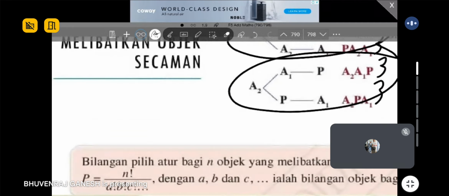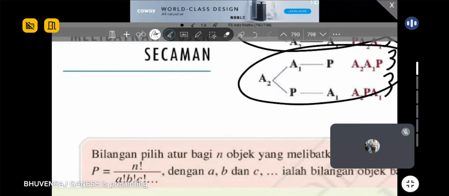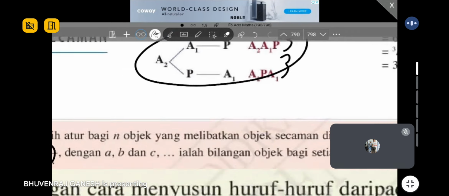All right. So this is the formula that you all must know. It can be many objects repeating, so you just add on only. It doesn't mean only one object repeating. Tak semestinya satu saja. It can be maybe 3 objects also. So you just divide by the number of objects, and then you will get the answer.